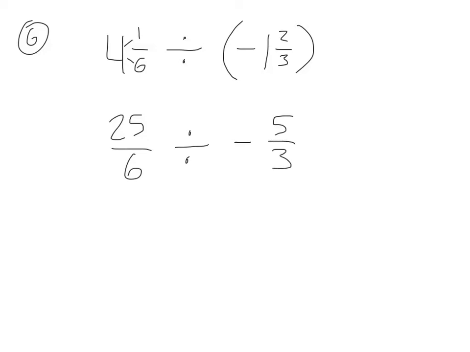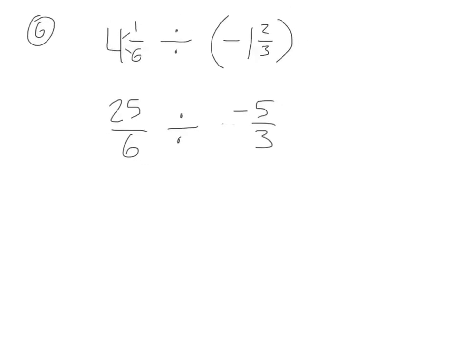So what do we do with a negative sign? Well, we need to assign it to the what? To the numerator. So I'm going to kind of erase that a little bit and give it to the 5, to make it negative. So what do we do? Obey the kernel. We're going to keep, we're going to change, we're going to flip. So we're keeping the 25/6. Check that off. We're changing division to multiplication, and we're going to flip negative 5/3.